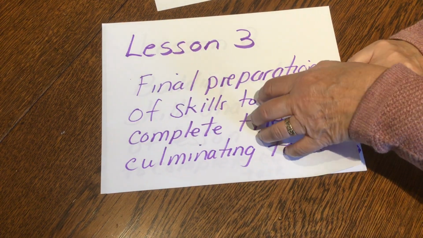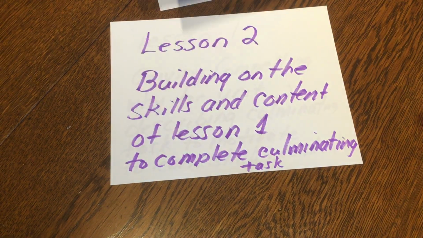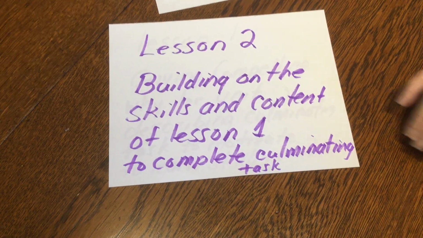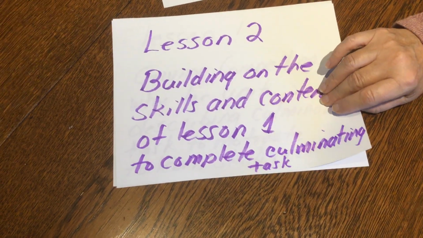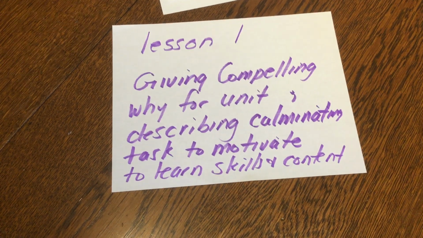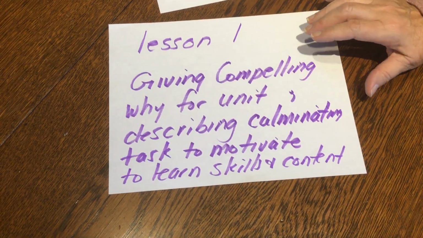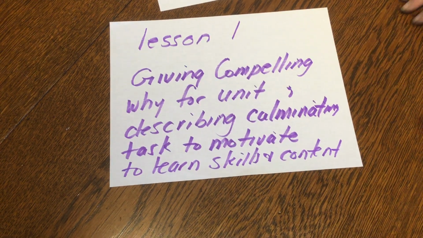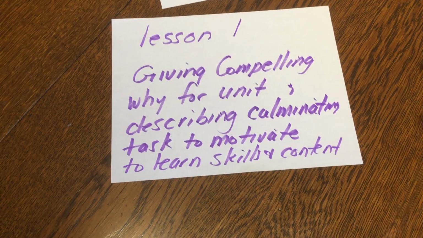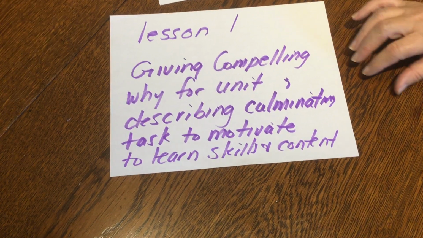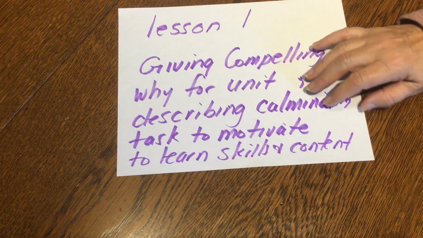And when I start there, then I kind of work backwards to look at lesson 2. I'm going to build on the skills and content of lesson 1 to complete the culminating task. And lesson 1 really starts out by giving them the compelling why of the unit. We're learning this so we can do the culminating task, describe the culminating task, giving them the end in mind, to motivate them to learn the skills and content of each lesson.